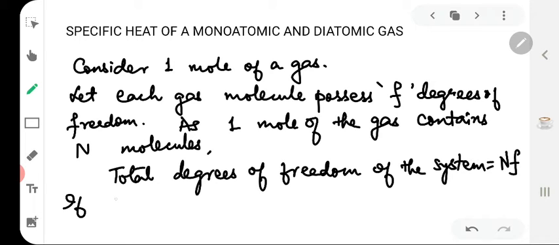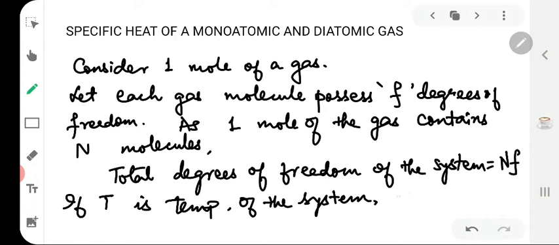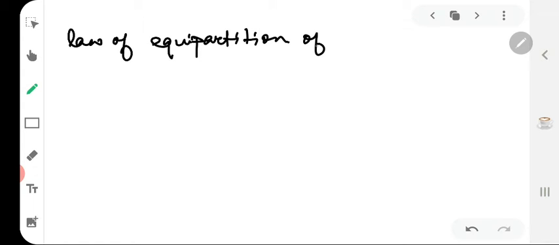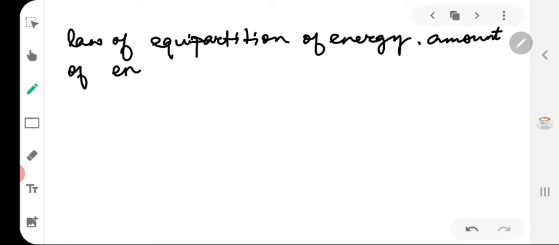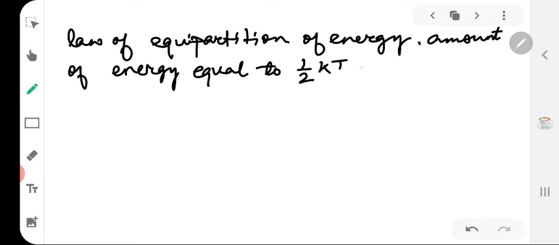If T is the temperature of the system, then by the law of equipartition of energy, an amount of energy equal to half kT is associated with each degree of freedom.